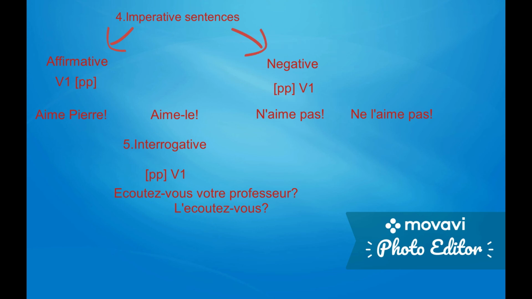The fifth case is of interrogative sentences. In interrogative sentences, the personal pronoun is placed before the verb. For example, écoutez-vous votre professeur? It will change to l'écoutez-vous. Although this is not an exception, I mentioned this because some students find it confusing and place the personal pronoun as per the imperative sentences.